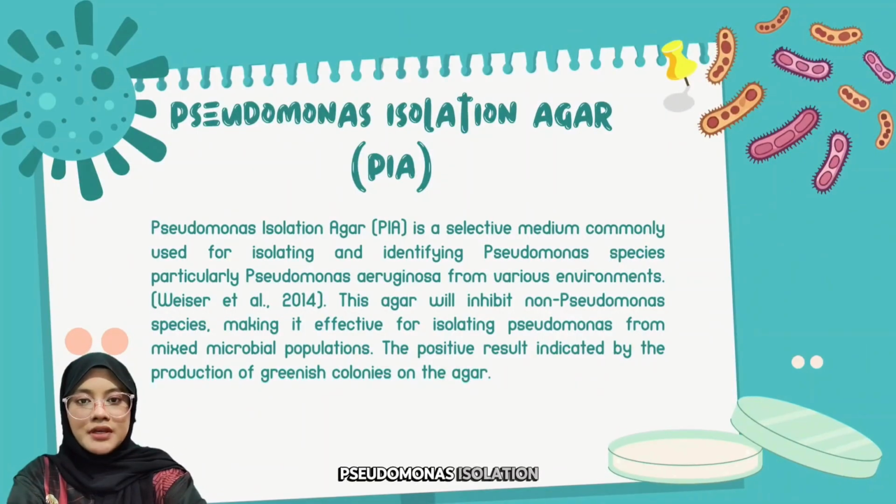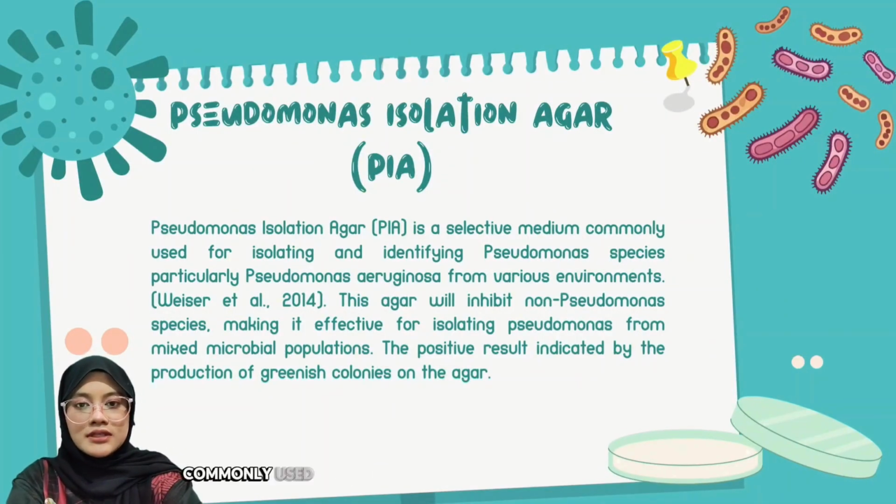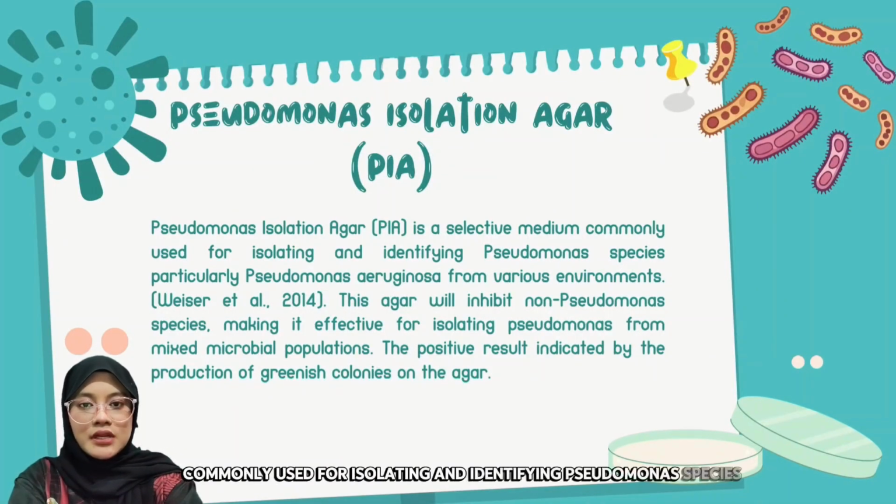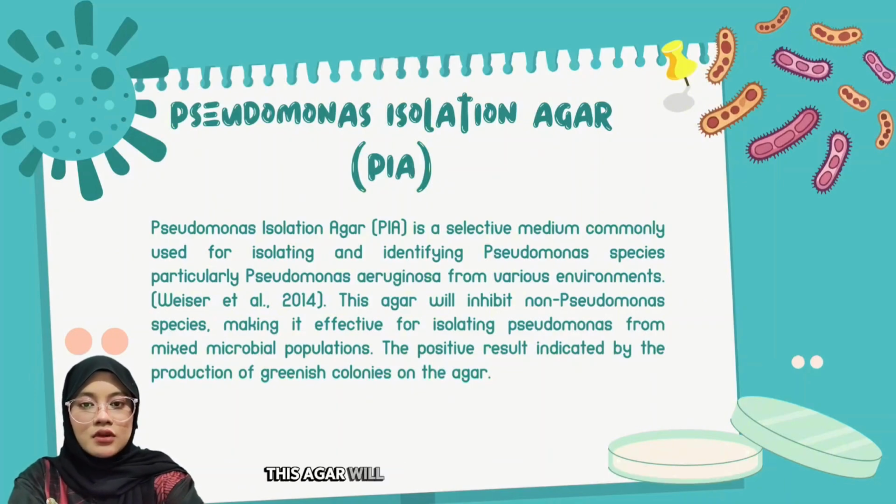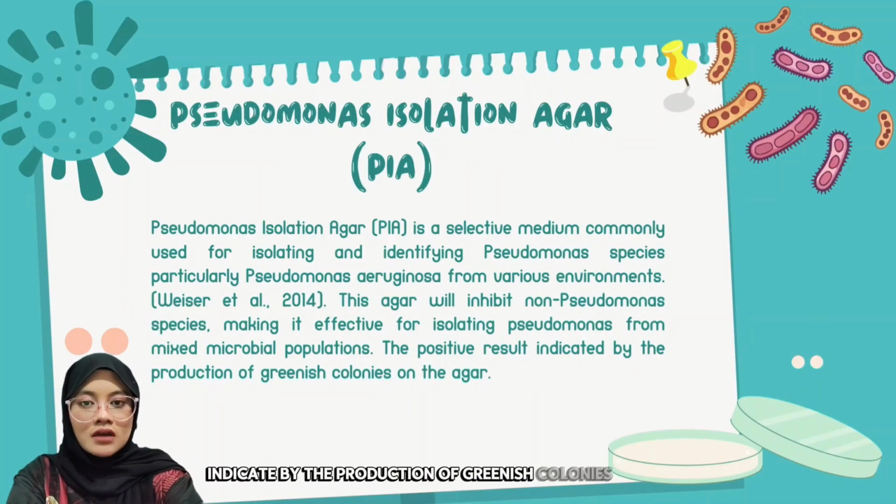Pseudomonas isolation agar, PIA, is a selective medium commonly used for isolating and identifying Pseudomonas species, particularly Pseudomonas aeruginosa, from various environments. This agar will inhibit non-Pseudomonas species, making it effective for isolating Pseudomonas from its microbial population. The positive result is indicated by the production of greenish colonies on the agar.